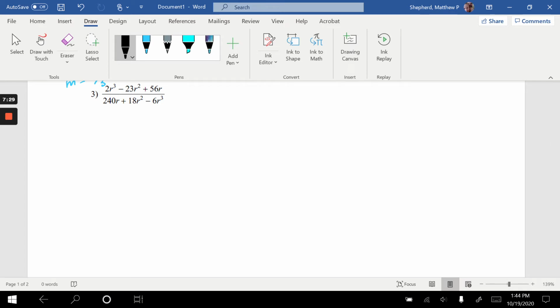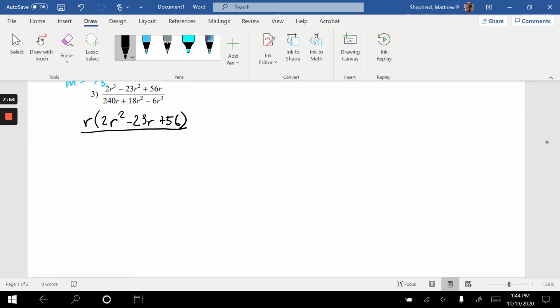On the top, I notice I can take out an r. So I'm going to do that. We'll take out an r. Then we'll be left with 2r squared minus 23r plus 56. On the bottom, everything is divisible by a 6. Everything also has an r.